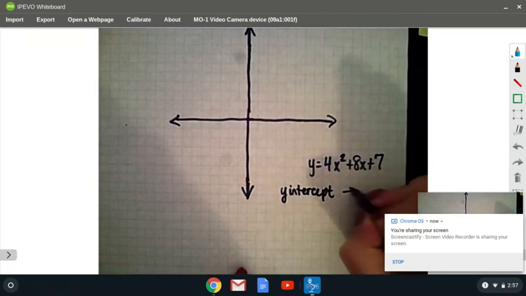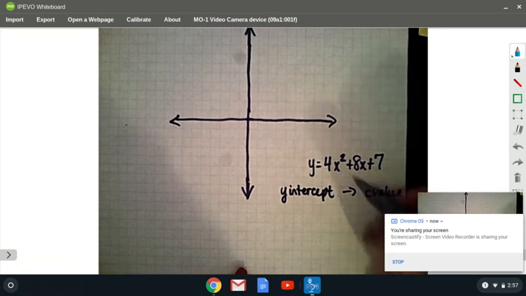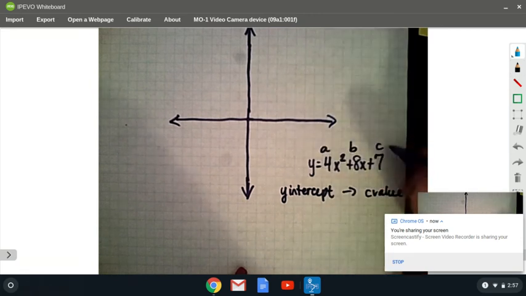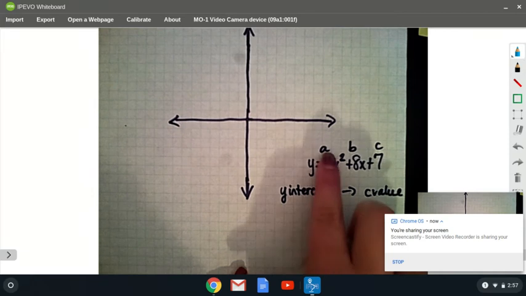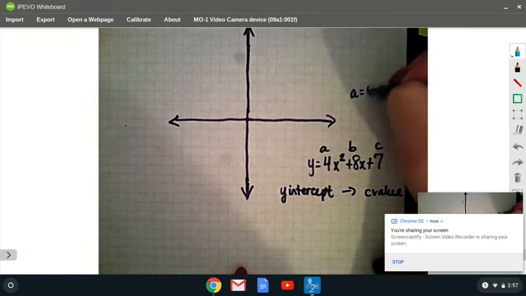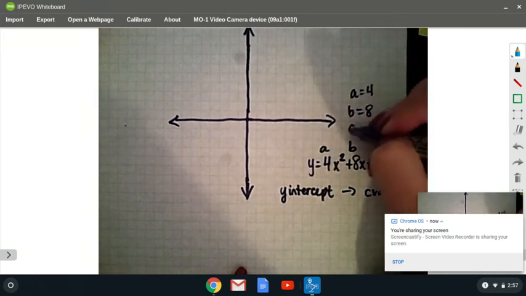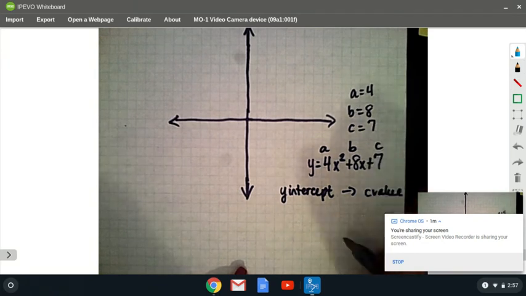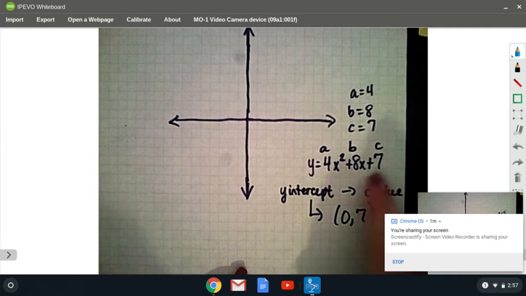which is our C value. So remember A, B, C. So our A is 4, our B is 8, and our C is 7. So our C value is our y-intercept. So our y-intercept is 0, 7. 7's our C value, so 7's our y-intercept.